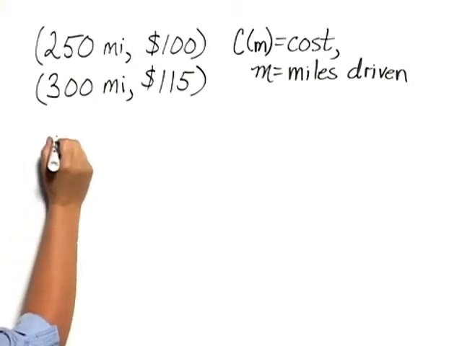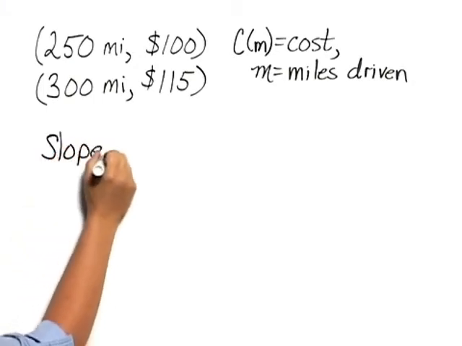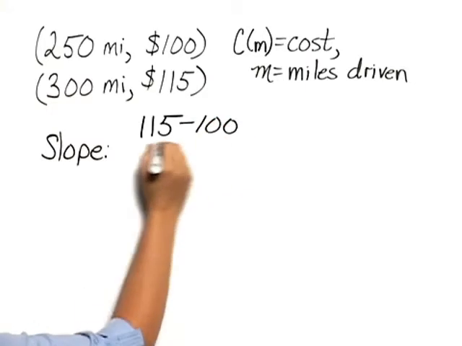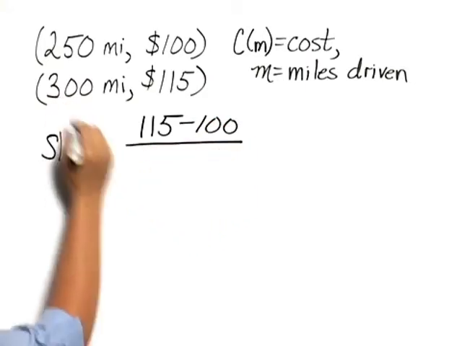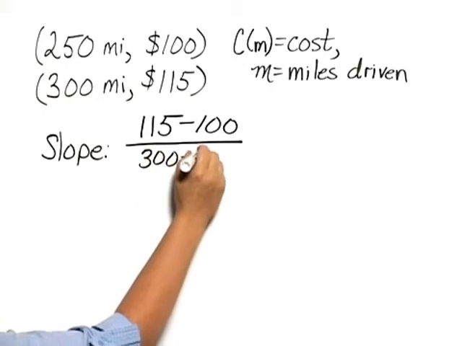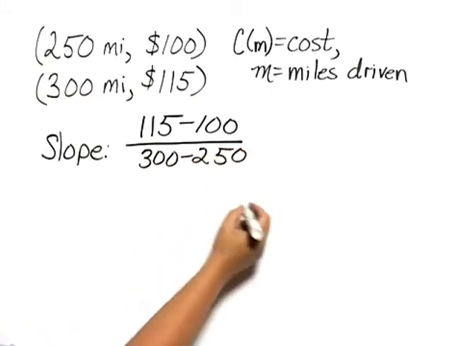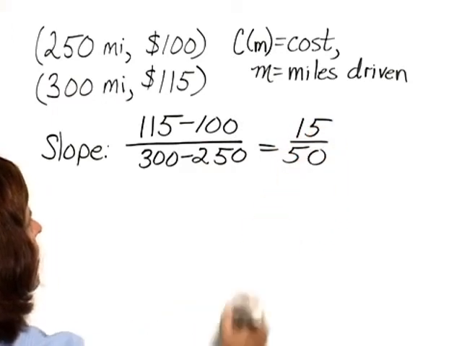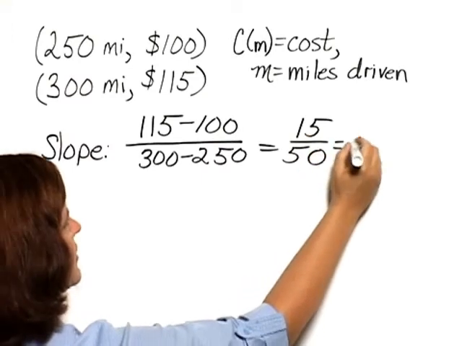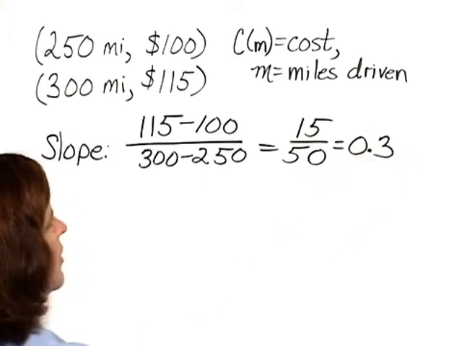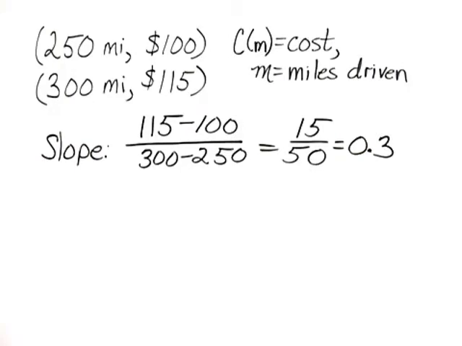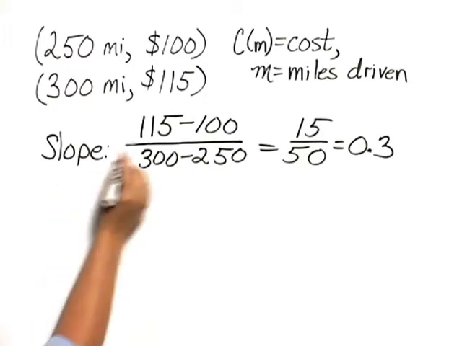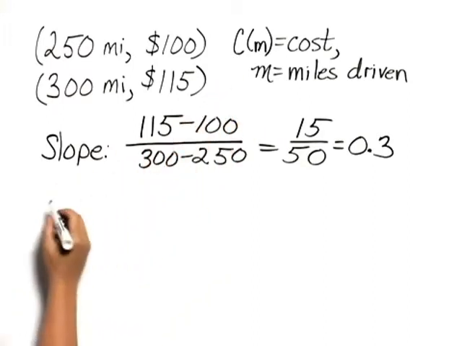The slope will be the change in the second coordinate, which would be 115 minus 100, divided by the change in the first coordinate, which would be 300 minus 250. This gives us 15 over 50, which would be 3/10 or 0.3. So now we can write an equation, and we can use the point slope form, and we can use just C here for now instead of C of M to make it a little simpler.